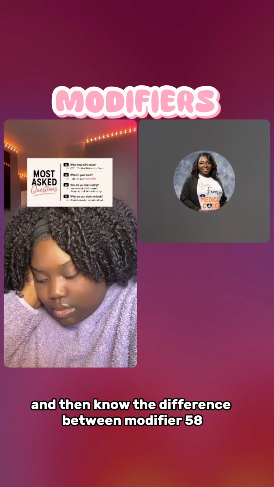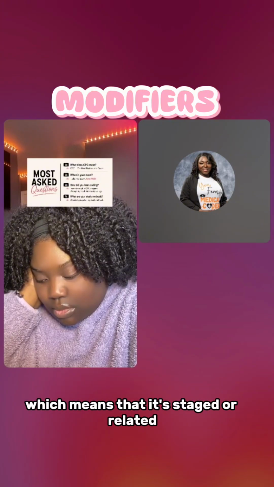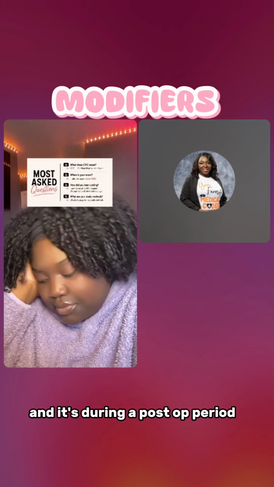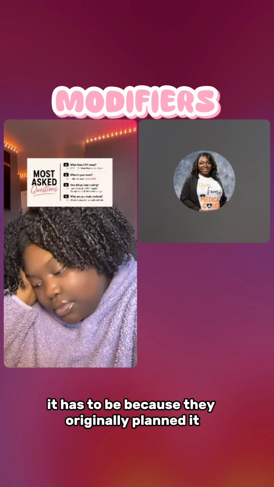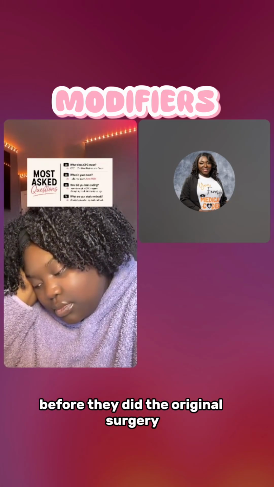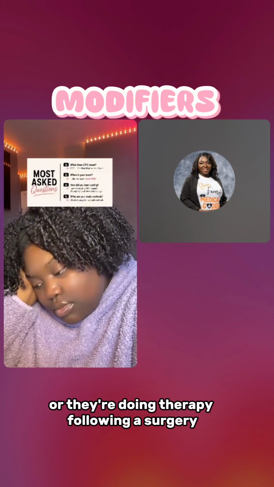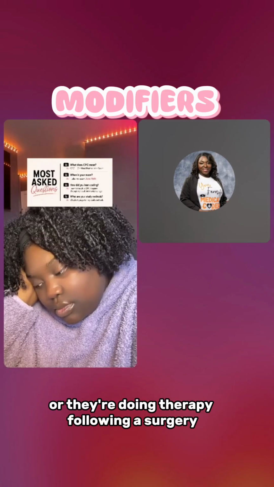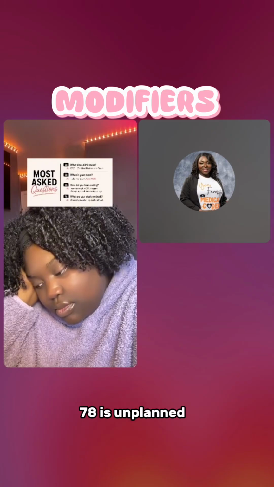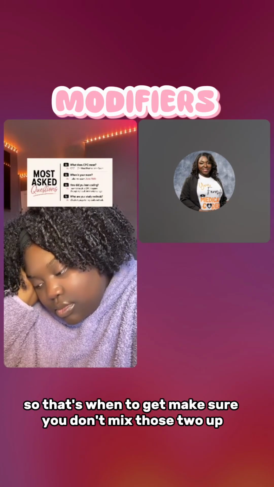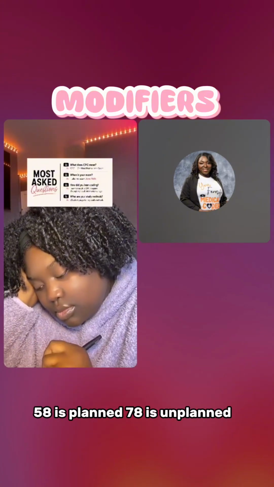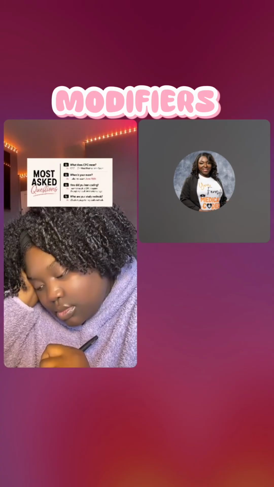And then know the difference between modifier 58, which means that it's staged or related and is during a post-op period. It has to be because they originally planned it before they did the original surgery. It's a more extensive procedure than the first one, or they're doing therapy following a surgery. 78 is unplanned. So that's one to make sure you don't mix those two up. 58 is planned, 78 is unplanned.